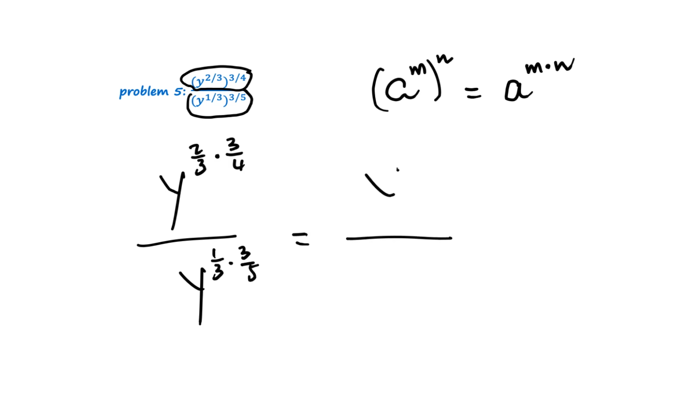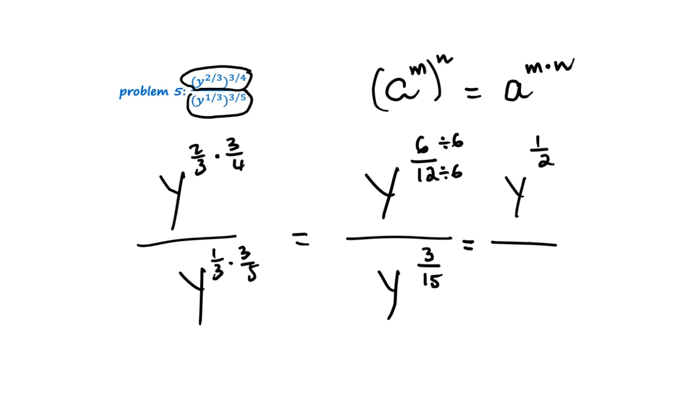Okay, all right. So then on the numerator, I get 2 times 3, that's 6, and 3 times 4, that's 12. And the denominator, I have 1 times 3, that's 3, and 3 times 5, that's 15. Okay, so is there a way I can simplify 6 over 12? Yes, that's the same as 1/2, simplified by 6 by 6. And here I can simplify by 3 by 3. So that would be y to the power of 1/5.